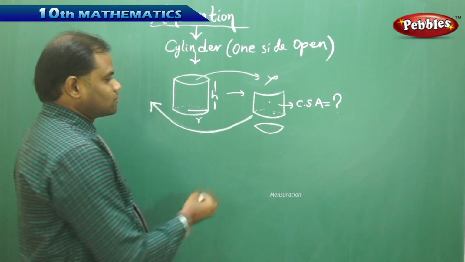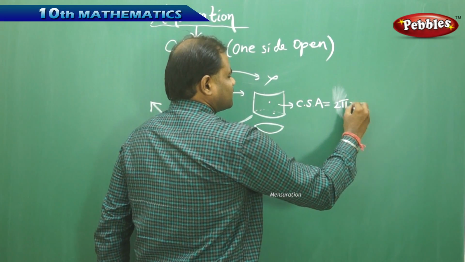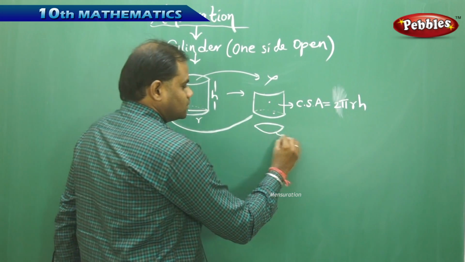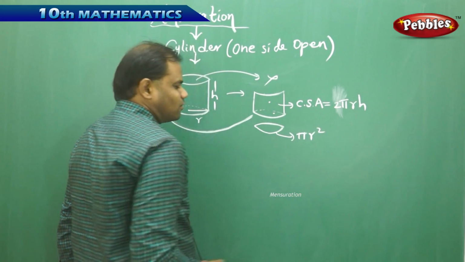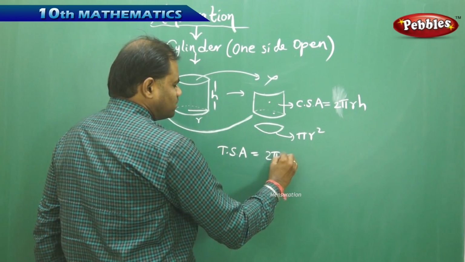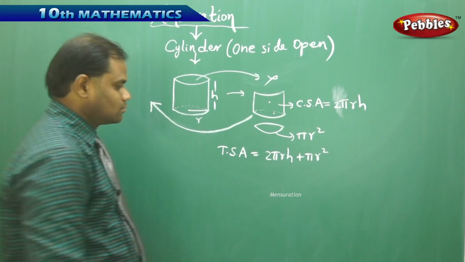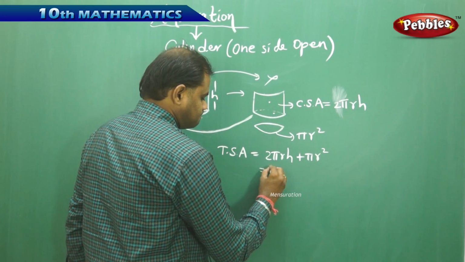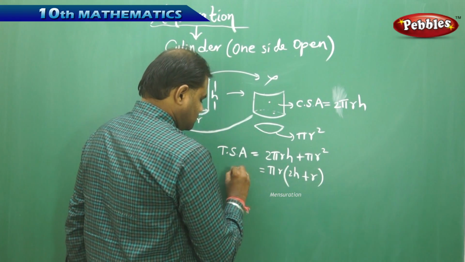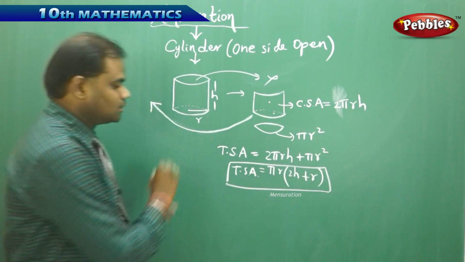So when I wanted to find this, we already know that the curved surface area here is 2 pi r h, which was already found in the previous session. And the area of this circle is pi r square. Therefore, the TSA of an open cylinder is 2 pi r h plus pi r square. Or to simplify this further, pi r into 2h plus r is the total surface area of a one-sided open cylinder.